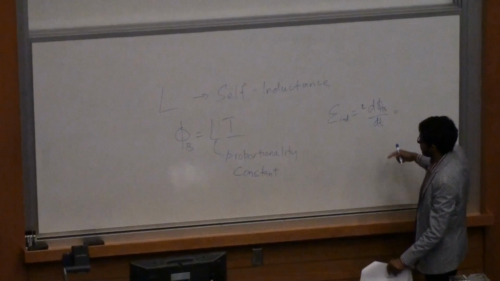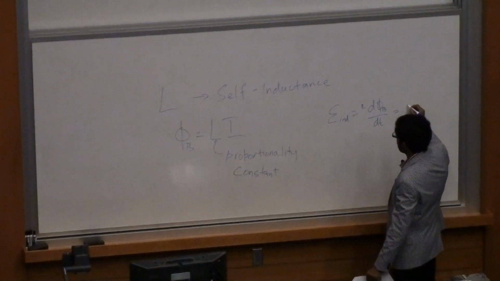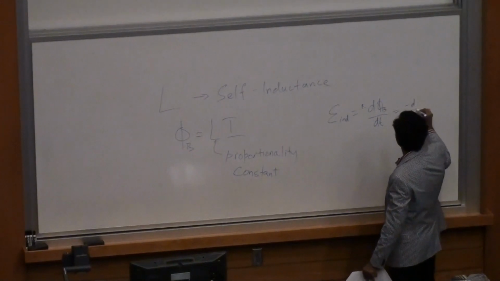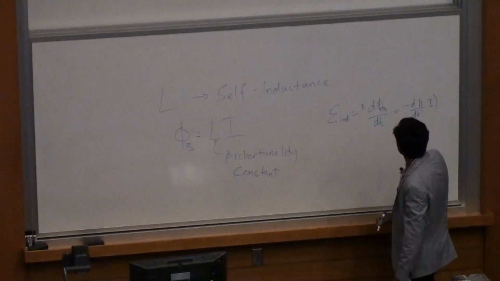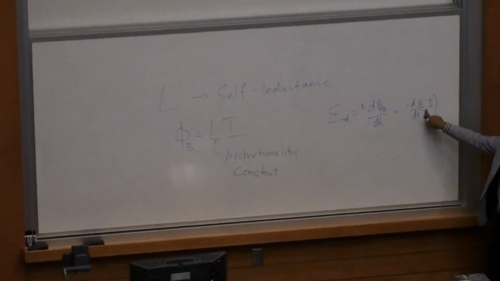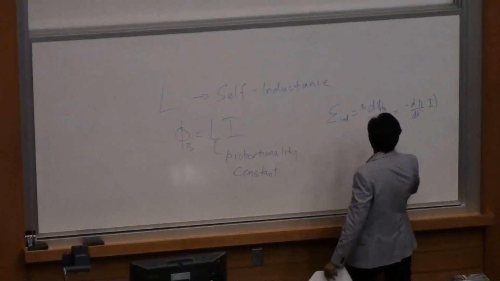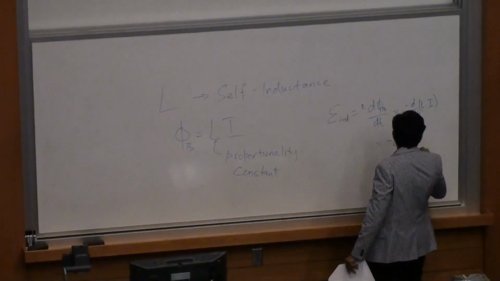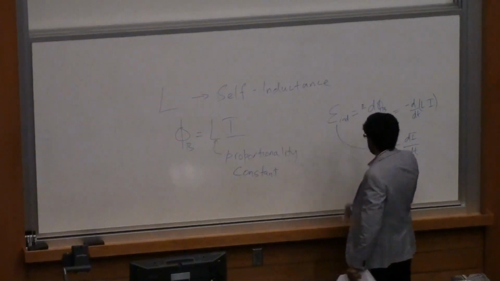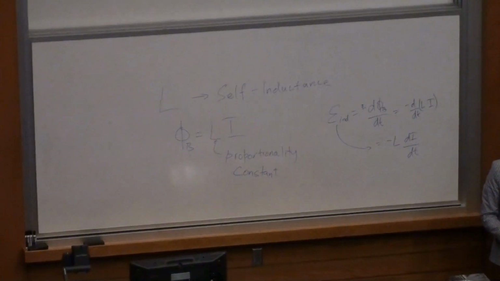So now this is my magnetic flux, and I'm looking at the change in magnetic flux. So I'm essentially looking at negative d over dt of L I, right? What did I say L was? L was a constant, right? So I can pull this out of the derivative. So I have negative L dI/dt. And this is equal to the induced EMF.